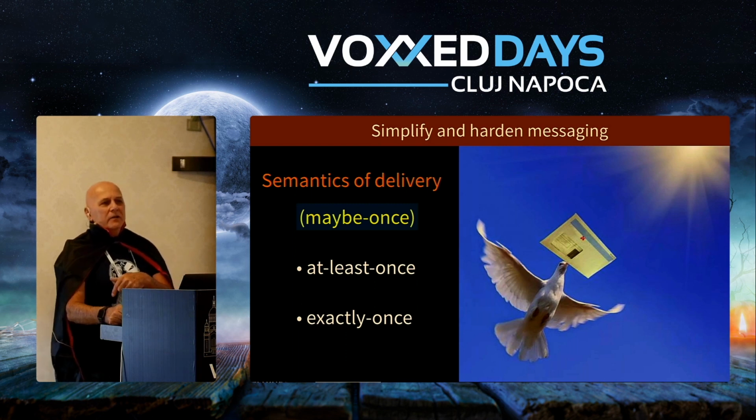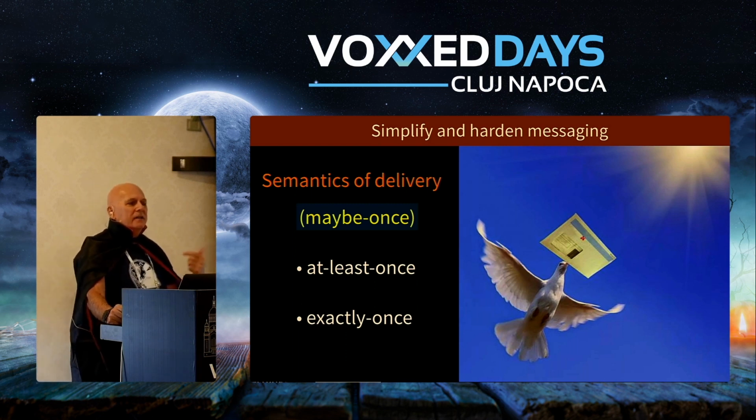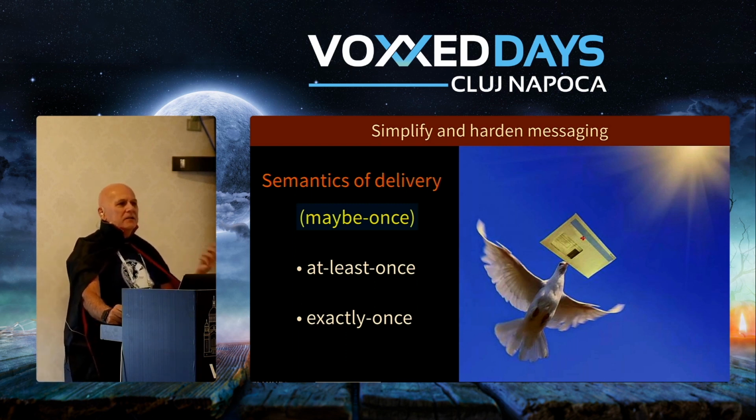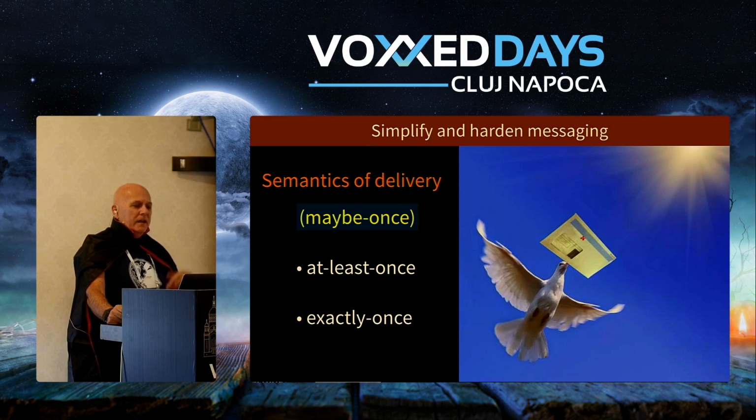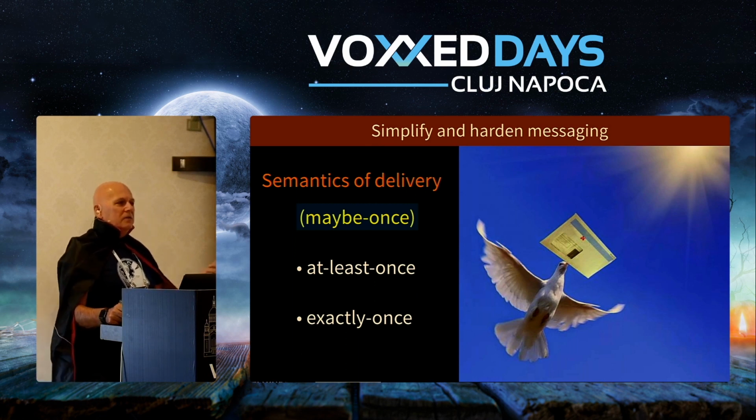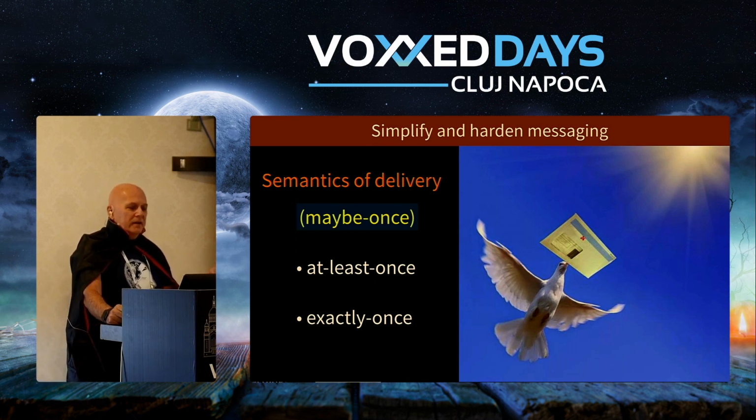I think of at most once as maybe once, which means some messages get delivered, some do not. Later today, I'm going to be doing another talk about Akka. Akka is an actor system where actors asynchronously message each other, and it uses an at least once messaging pattern.